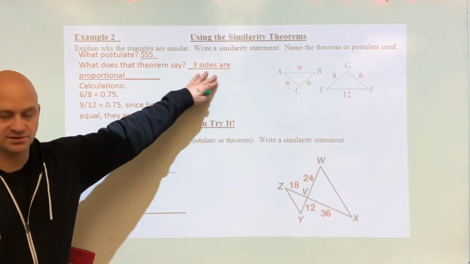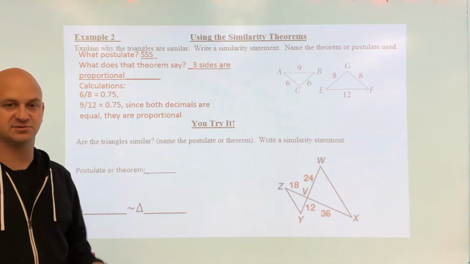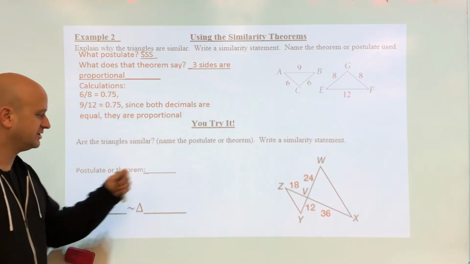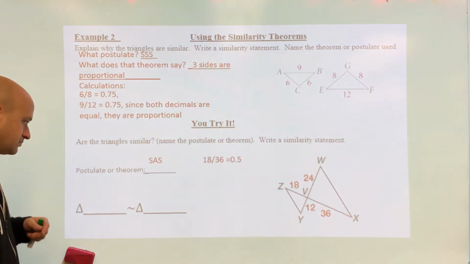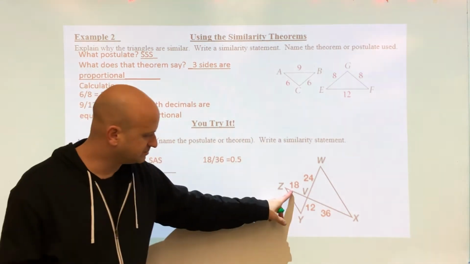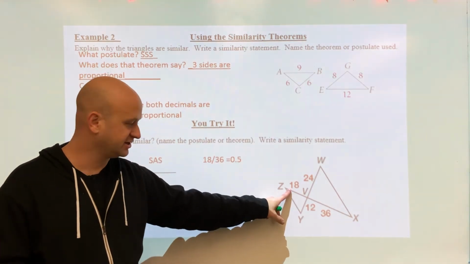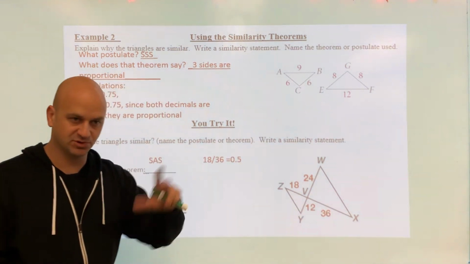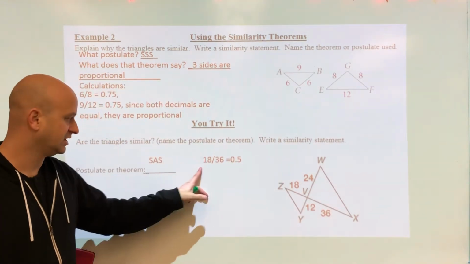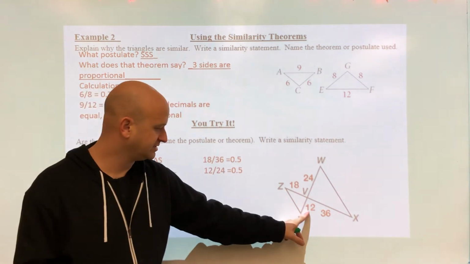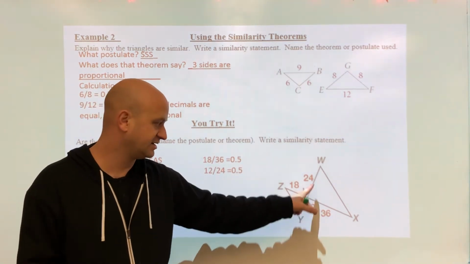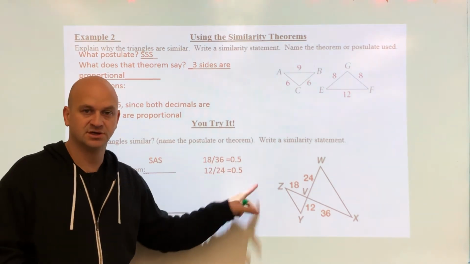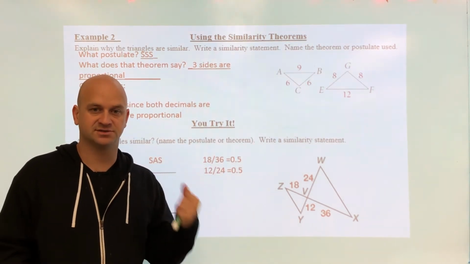Okay, and the theorem says that the three sides have to be proportional, and here's how we proved sides are proportional. All right, here's an example for side-angle-side. The biggest side in the left triangle is 18, the biggest side on the right triangle is 36. Because they're both the largest sides, we use those, and we get 0.5. Here, 12 is the smaller side, and it goes with 24. That's also 0.5.